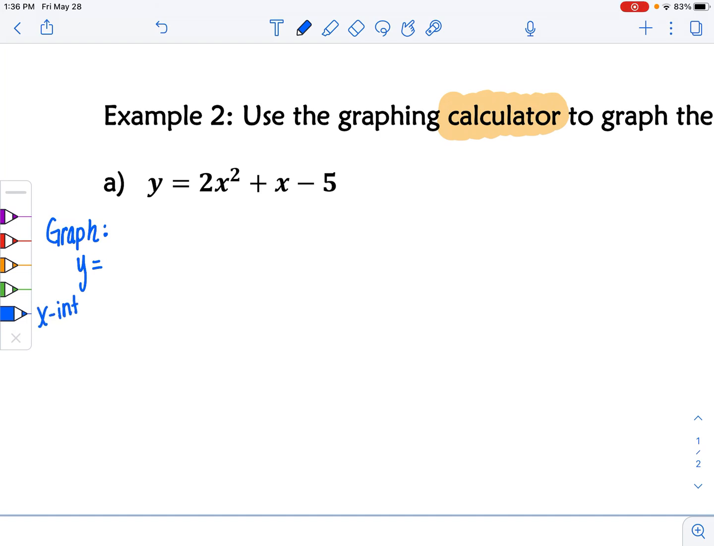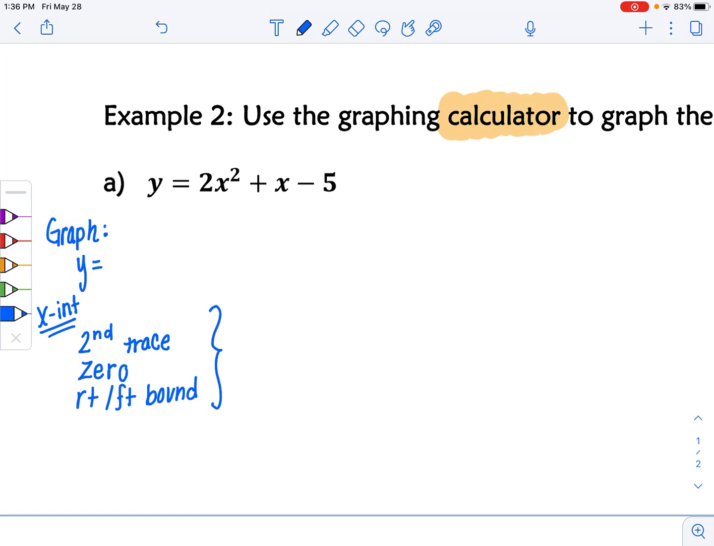To find the x-intercept, the buttons you're going to press are second, trace. Trace is on the top bar of your calculator. And we're going to find the 0. So you're going to choose the option that says 0. And then you'll have to deal with right, left bounds, which is using your cursor, move to the right, press enter. It will ask you for left bound. Move to the left, press enter. You have to press enter one more time to guess. And then there will be your x-intercept.